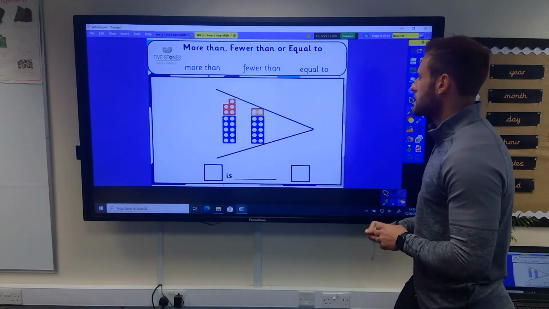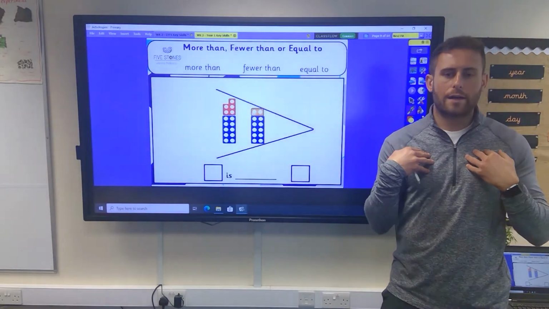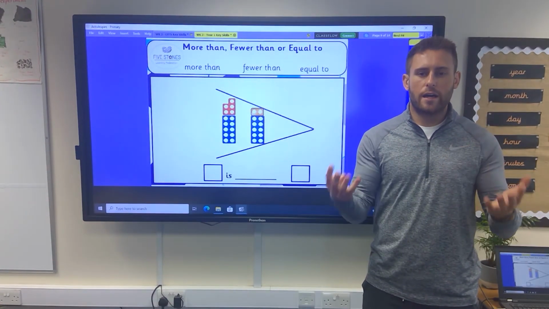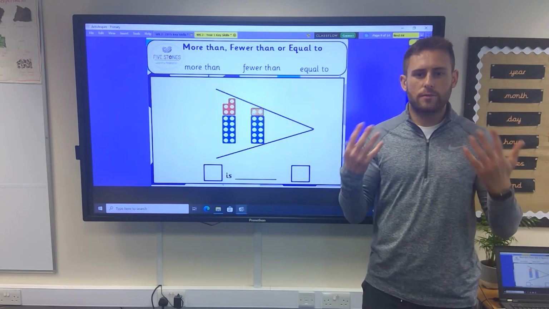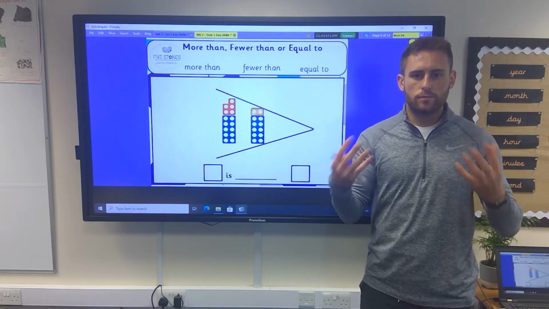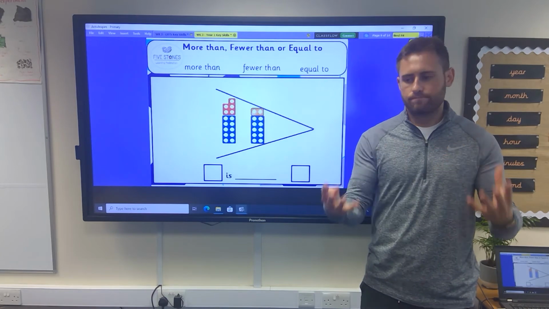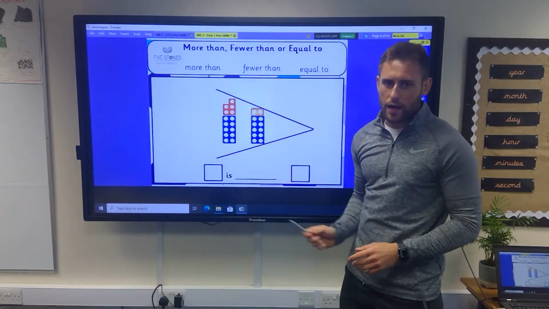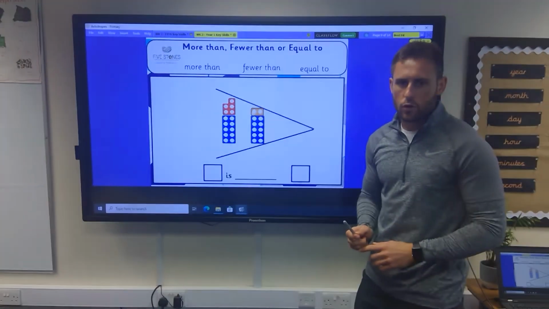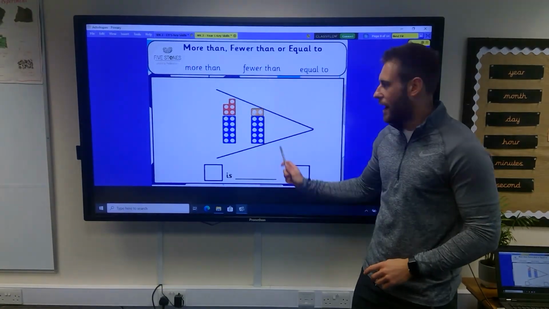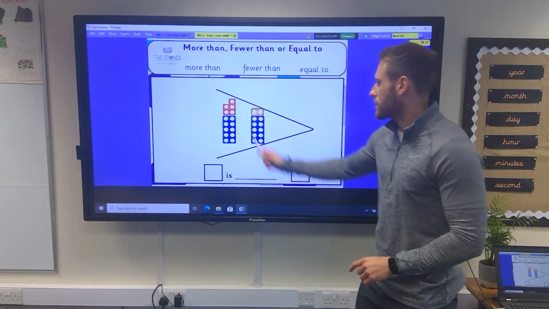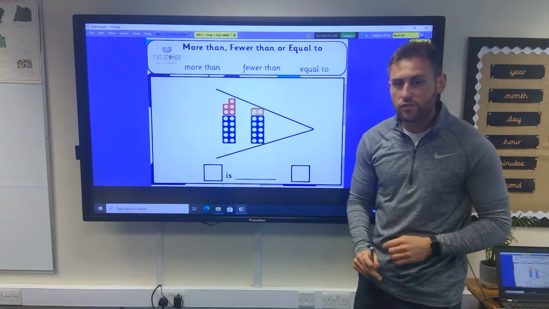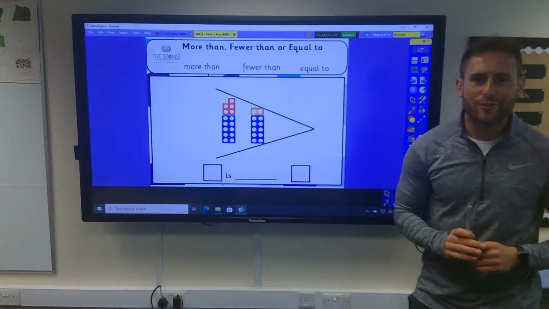So we're going to be using this vocabulary: more than, fewer than, equal to. Great, so we are going to see if this number is more than this number, or whether this number is fewer than this number, or whether this number is equal to this number. But first of all, we must find out what these numbers are.